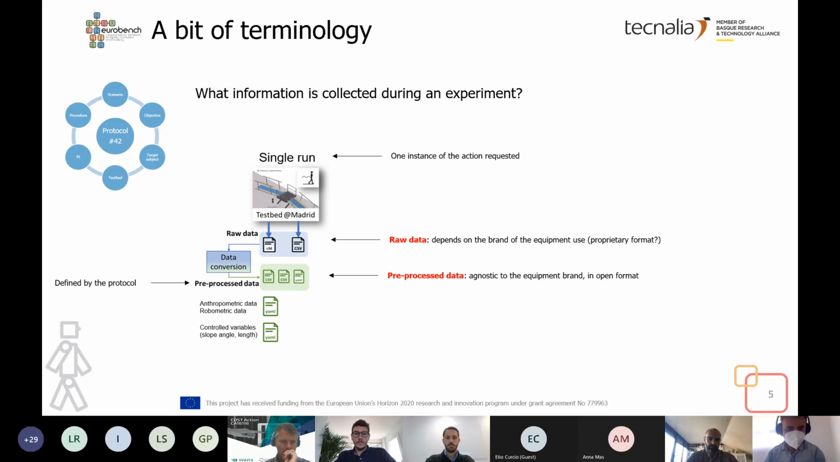Apart from the information from the equipment, you will probably have some kind of files or database to describe the system you are testing, the subjects that are participating in the experiments, and probably the specification of the condition in which the experiment has been done.